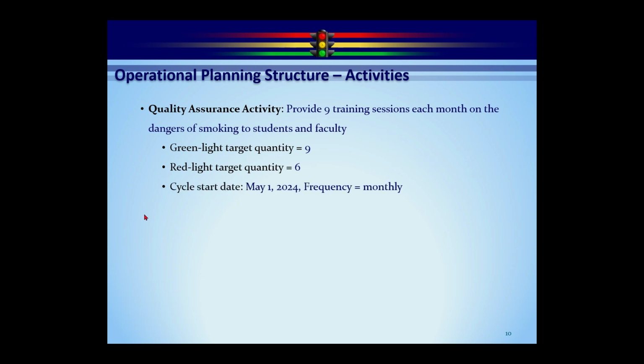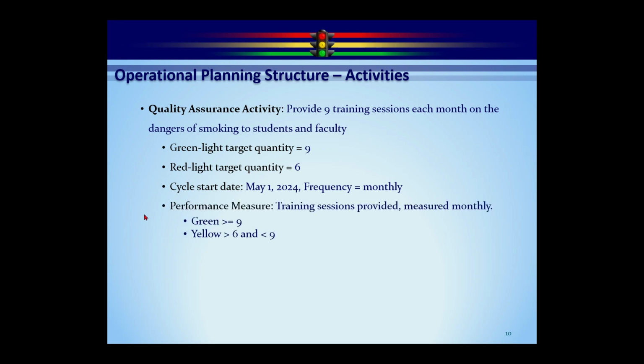You'll notice we have a cycle start date and a frequency. So the ending date is calculated dynamically. So in this case, May 1 through the end of May, and then we're going to move forward to June 1 and the end of June, July 1, etc. So the ending date is there, but it's just calculated dynamically based on the cycle start date and the frequency.